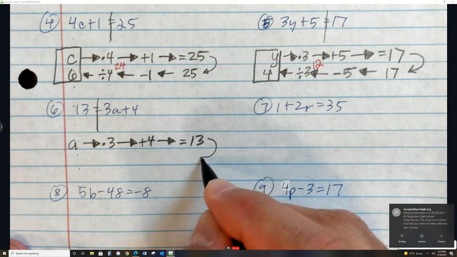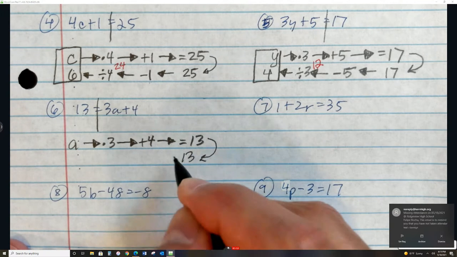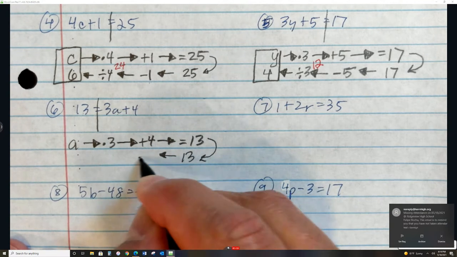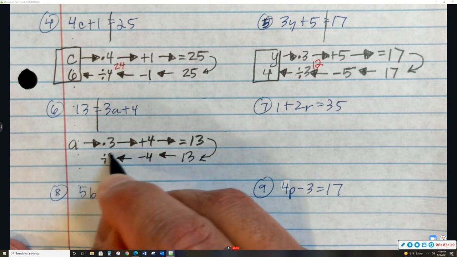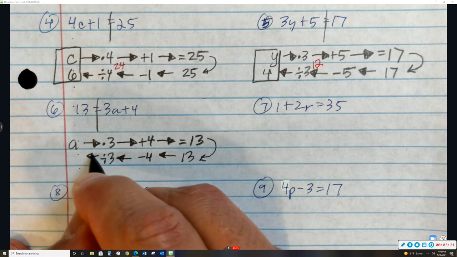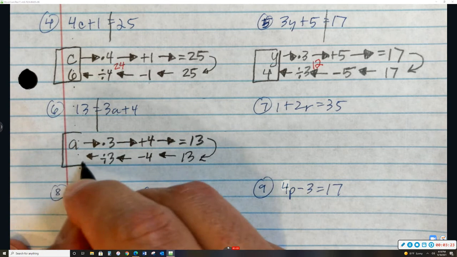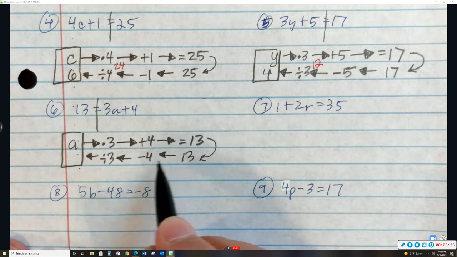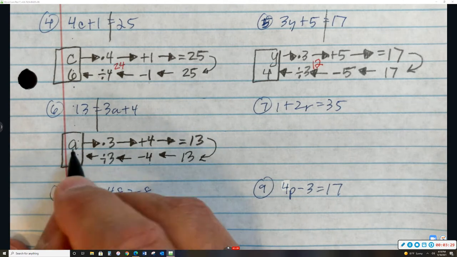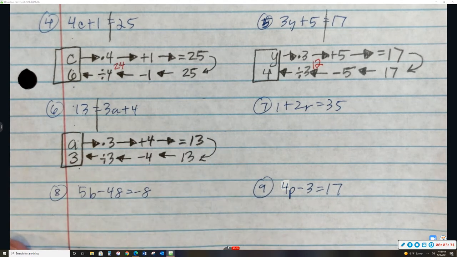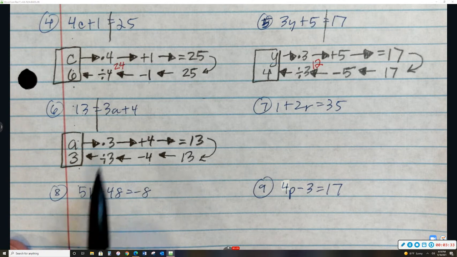Then we work our way backwards, take the 13, instead of plus 4 it's minus 4, instead of times 3 it's divided by 3, and then we get our answer here. So 13 take away 4 is 9, 9 divided by 3, 3. I didn't put the 9 there. That is optional.